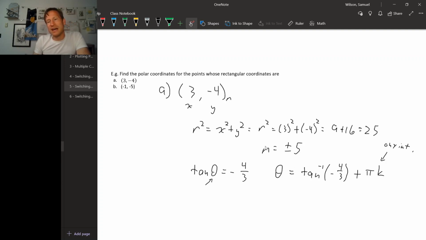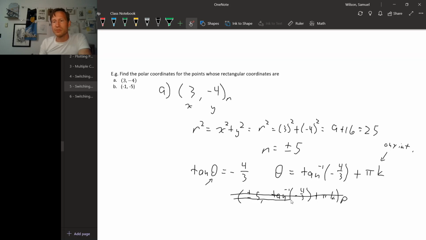Now we have two possibilities for r and two possibilities for theta. It's tempting to say we're done. It's plus or minus 5, comma, inverse tangent of negative 4/3 plus pi k, and say these are the polar coordinates. But actually, this is not good enough, because writing this implies that either of these r values go with any of these angles, but that is not true.